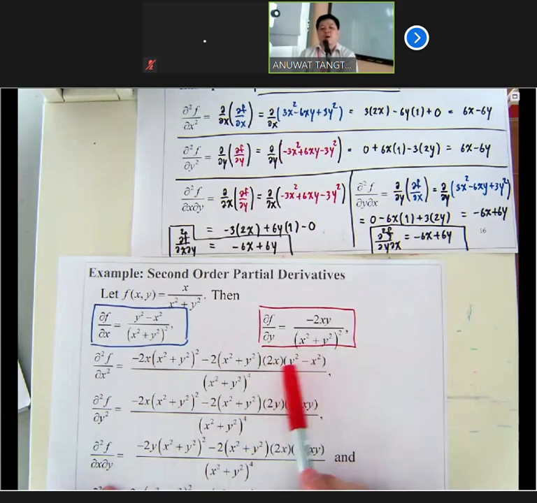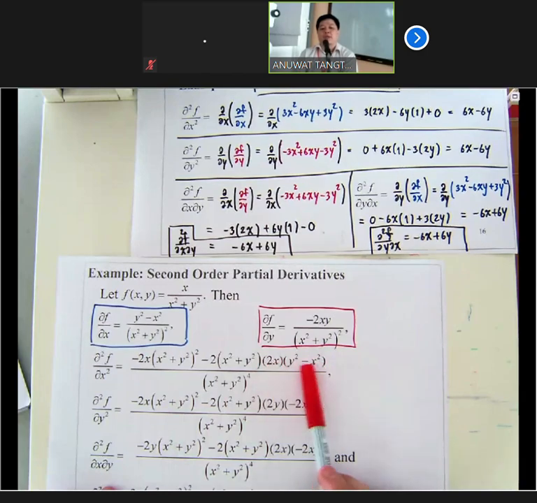So this one, it would be 2xy squared minus 2x cubed. That would be two terms subtracted together.